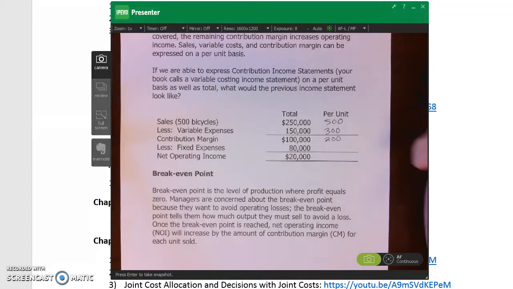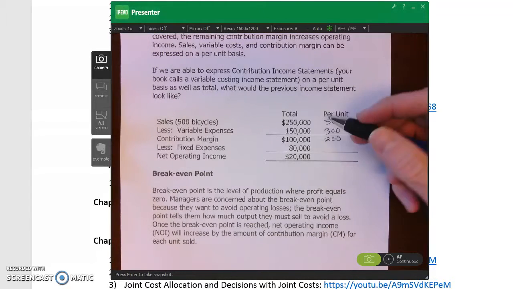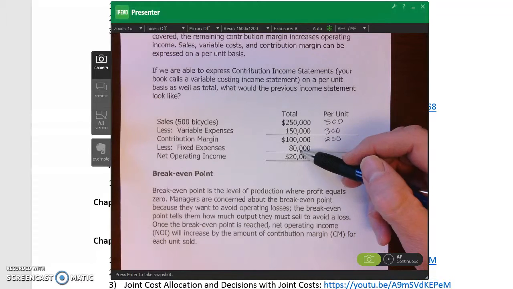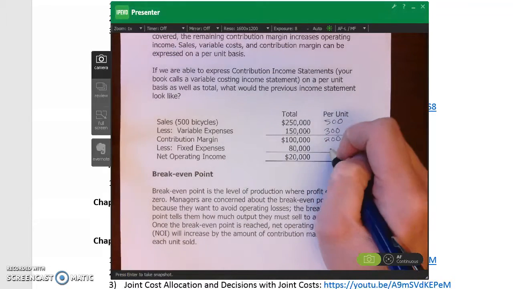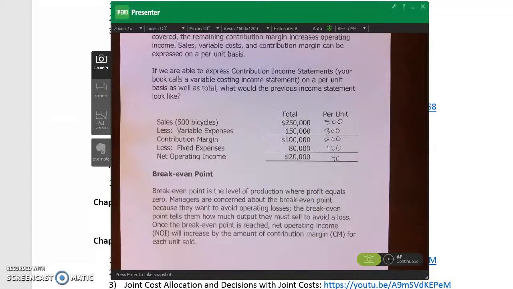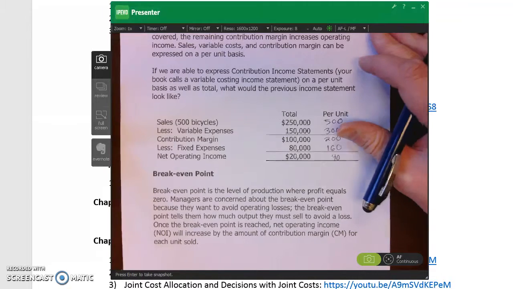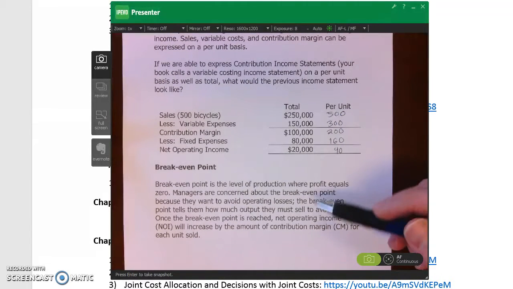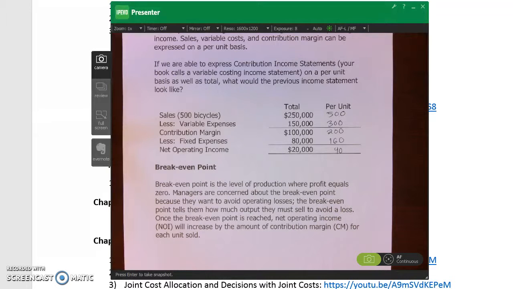I could put my fixed costs on a per unit basis and my net operating income on a per unit basis. It's not going to help us too much here, but I'll go ahead and do it. I just take the 80,000 divided by the 500, 160, which means I have $40 in net operating income per bike. Okay?